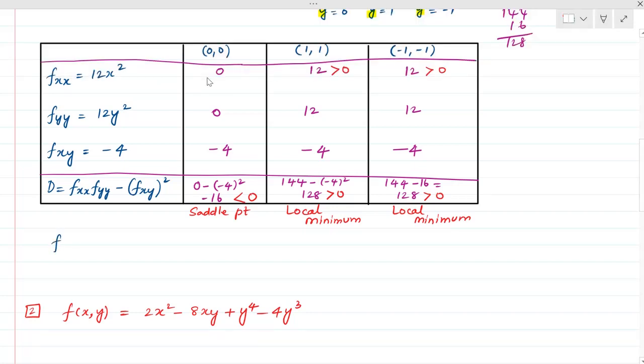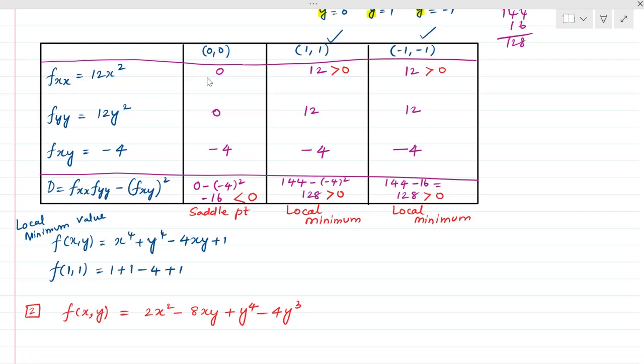So I have the f of x comma y. What is the f of x comma y? Equal x power 4 plus y power 4 minus 4xy plus 1. So the local minimum value is given by, I just substitute the value. What are the points here? 1 comma 1 and minus 1 comma minus 1. So what is f of 1 comma 1? Just substitute in the formula. You will get 1 plus 1 minus 4 plus 1, which is equal to 3 minus 4, which is equal to minus 1.